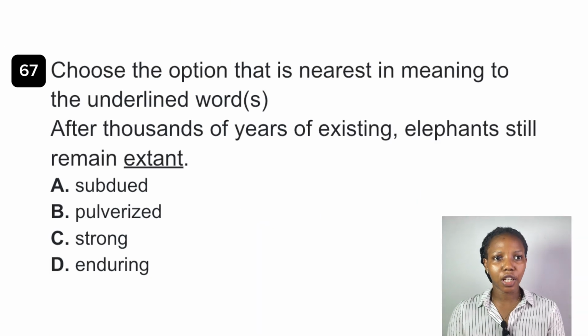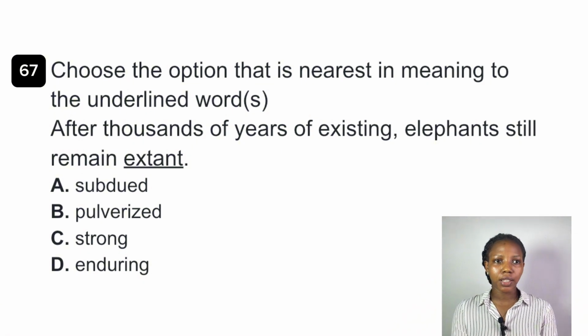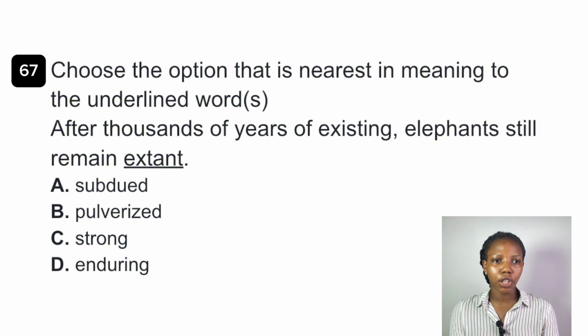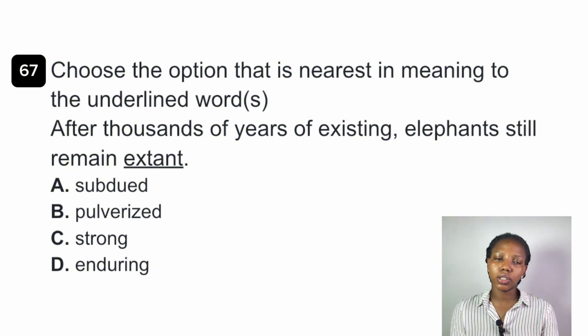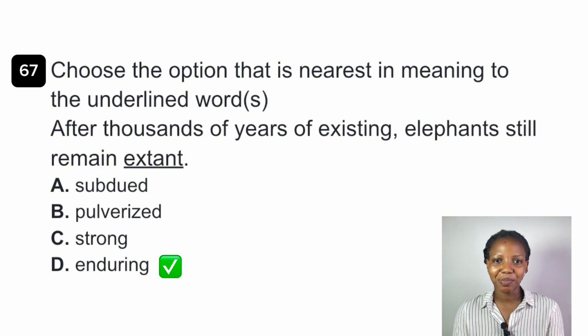Question 67. Now choose the option that is nearest in meaning to the underlined word. So this is synonyms, right? After thousands of years of existing, elephants still remain extant. Option A, subdued. Subdued means defeated. Option B, pulverized, means destroyed. Option C, strong, is a positive word. D, enduring, means the ability to withstand challenges and difficulties. So extant is still in existence, surviving. So option D is the final answer to this question.